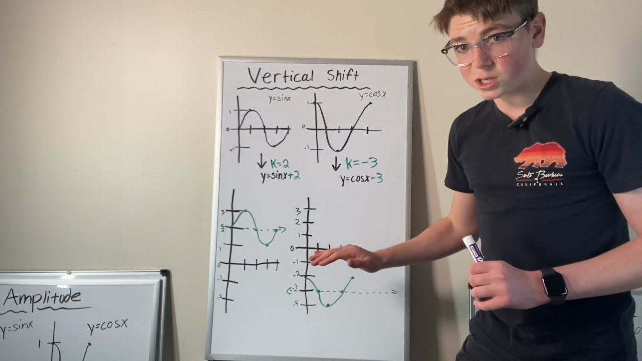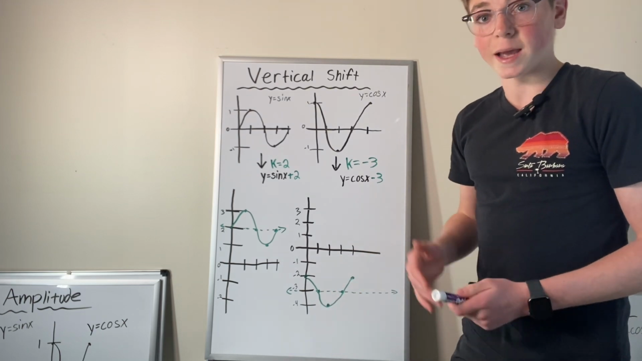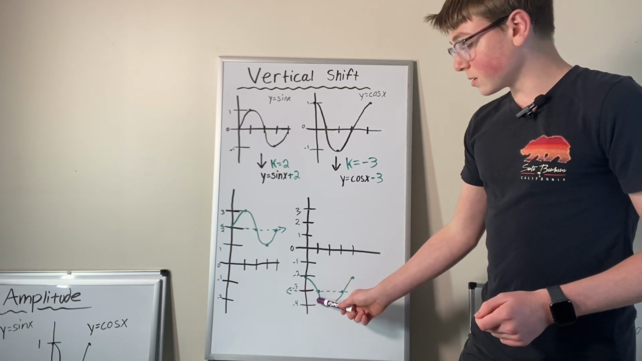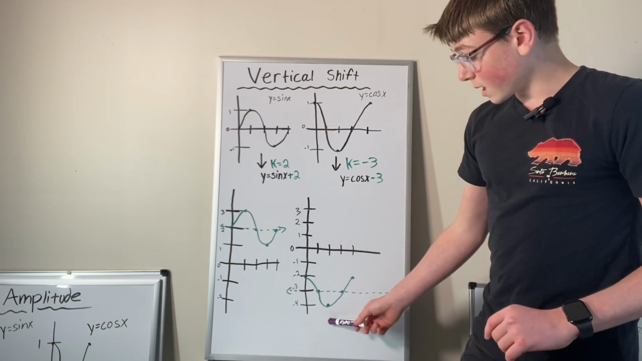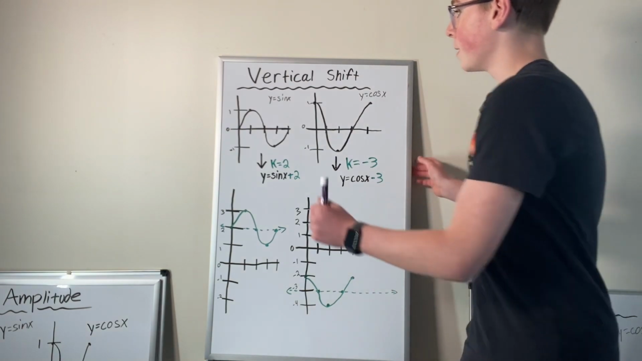The whole equation is shifted down, so the x-axis is just not the midline. Now the midline is y equals negative 3. So it starts at negative 2, goes down to negative 3, our midline, then goes down to negative 4, goes back to negative 3, our midline, and then up to negative 2.